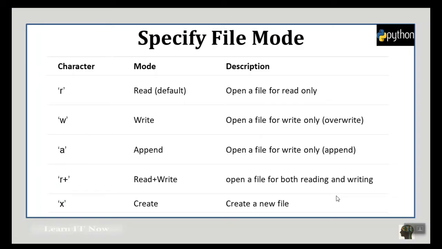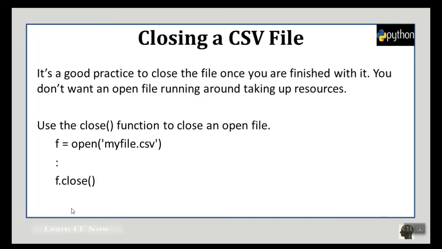Now these are the specific modes which we can use in the CSV file. r mode is for read, w is for write, a is for append, r plus is for read and write both, and x is to create. That is, if the file exists, the new file will not be created. If the file does not exist, then a new file will be created with that name.